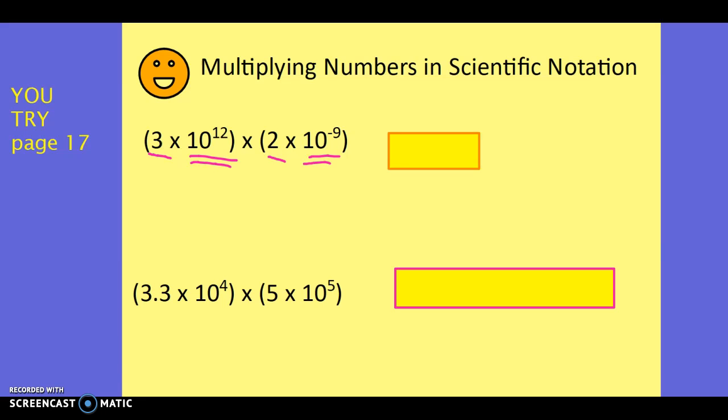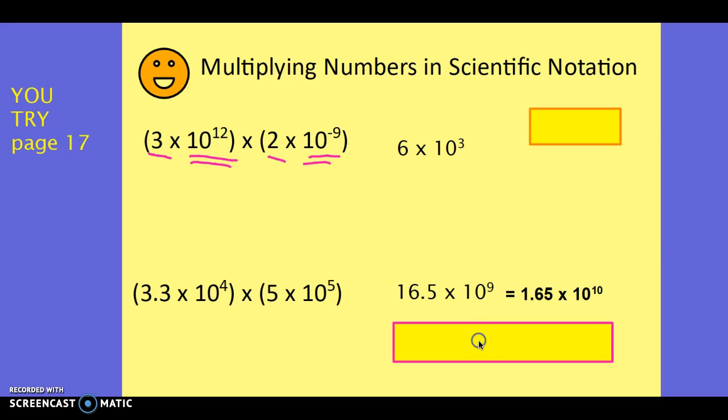All right, well, hopefully you got these right. Let's see. The first one, you should have 6 times 10 cubed, and the last one, the final answer is actually 1.65 times 10 to the 10th. That's it for scientific notation for now.